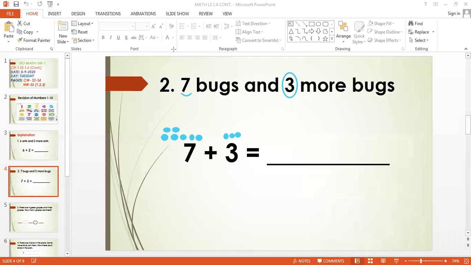So let's do the counting. 1, 2, 3, 4, 5, 6, 7, 8, 9, 10. So what is 7 plus 3 equals to? It is 10. So let's write here number 10. So did you all understand how to do it? Now moving on to the next question.